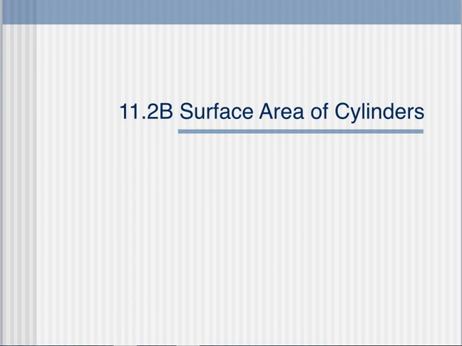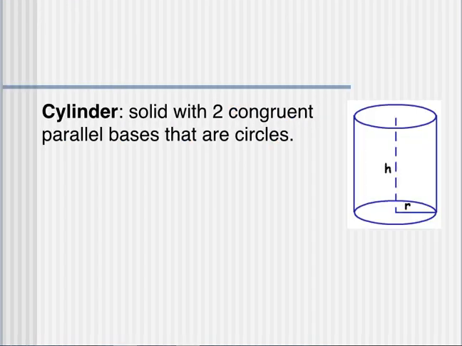Today's lesson is about how to calculate the surface area of a cylinder. So quick reminder, a cylinder is a solid with two congruent parallel bases that are both circles. Remember, this is a lot like a prism, which has two congruent parallel bases that are parallelograms. The only difference is here the bases are circles instead.